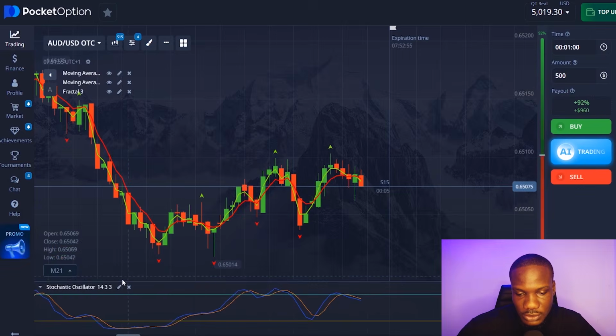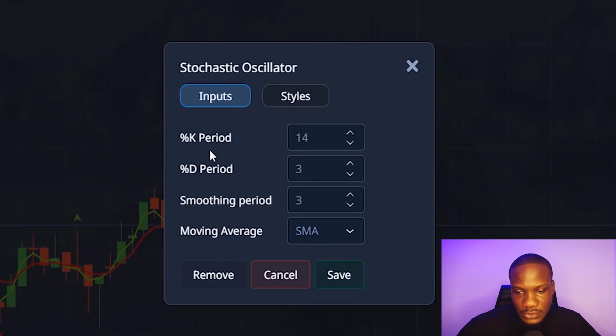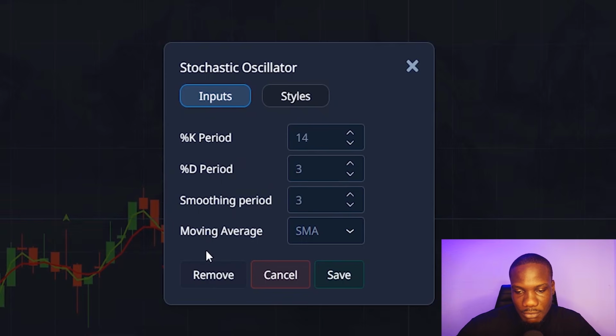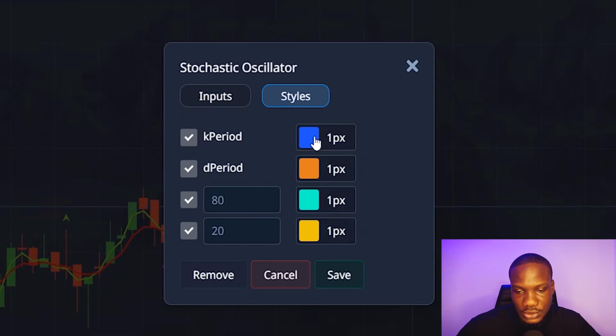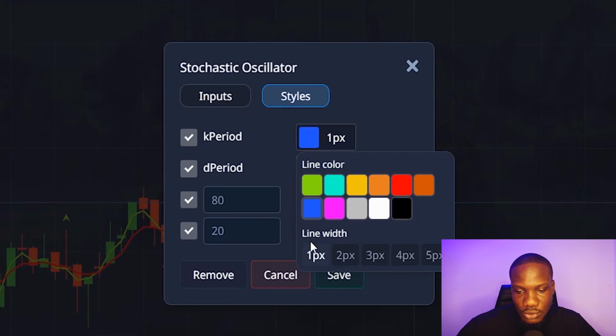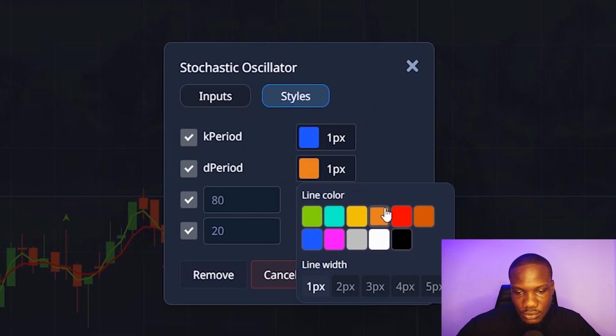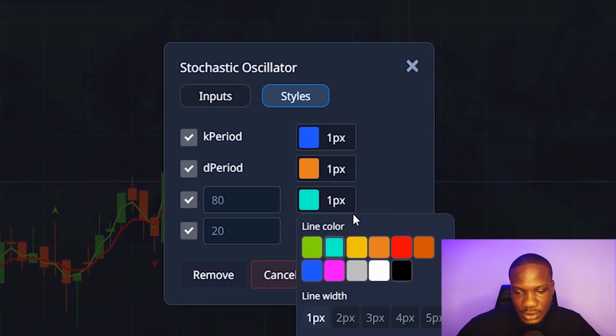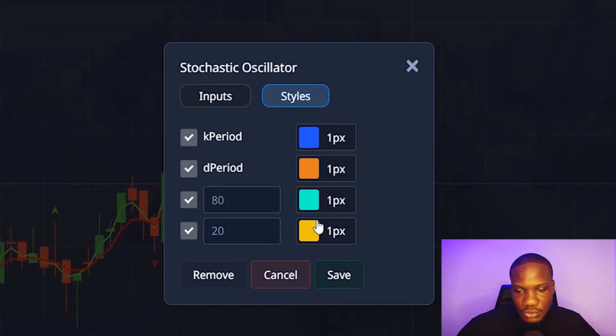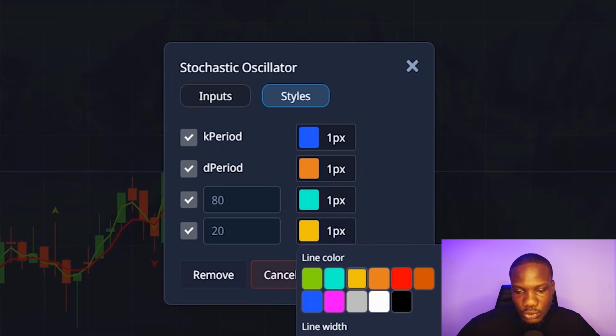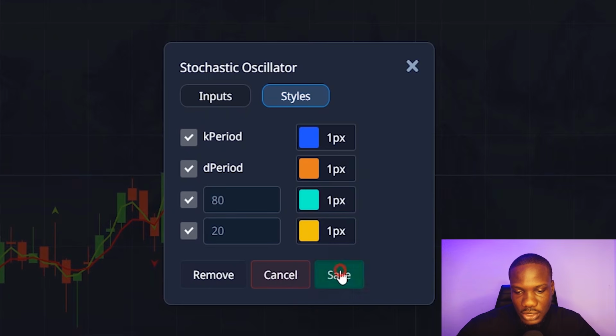While my stochastic oscillator comes with the settings of a K period of 14, the D period as 3, the smooth period as 3, moving average SMA. Right here on the style level at the K period section, I'm going to be using a deep blue color, 1 pixel. The D period, I'm going to be using this color, 1 pixel. While the 80% level, I'll be using this color, 1 pixel, and the 20% level I'll be using a yellow color, 1 pixel. So when I'm done, I'll click on save.